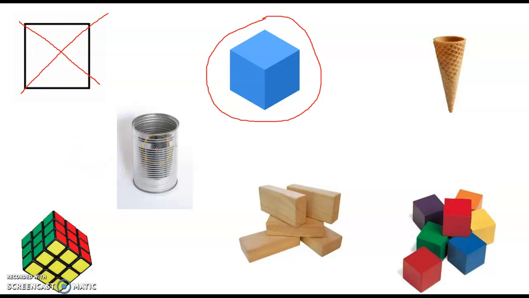Is this a cube? This is not a cube. This can is actually what's called a cylinder. Is this Rubik's Cube a cube? This Rubik's Cube is a cube. Are these blocks cubes? This one's tricky because they look like cubes, but they're not because the faces are not squares. So these are not cubes.